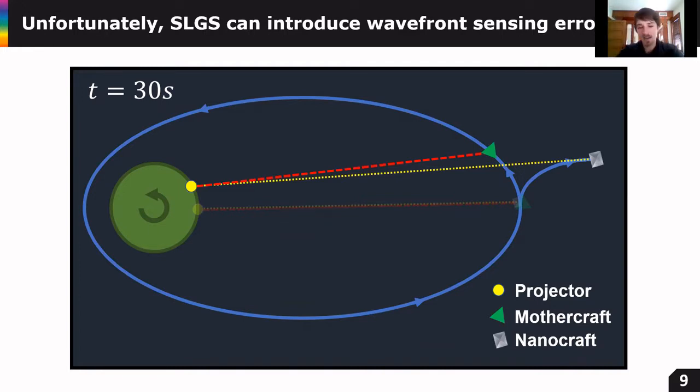However, we can see in this diagram that there's some angular separation between those paths, as well as a portion of path that is not seen by the laser guide star beacon. And these two errors contribute correction errors to the adaptive optics system. So the question then becomes, is there an orbit that exists which can reduce these errors for the first 30 seconds? So that's what I wanted to look at.